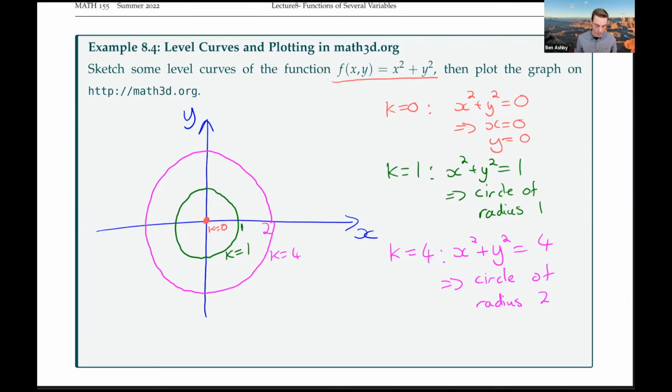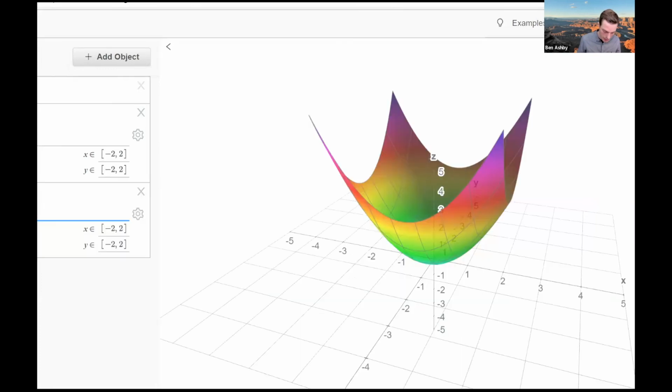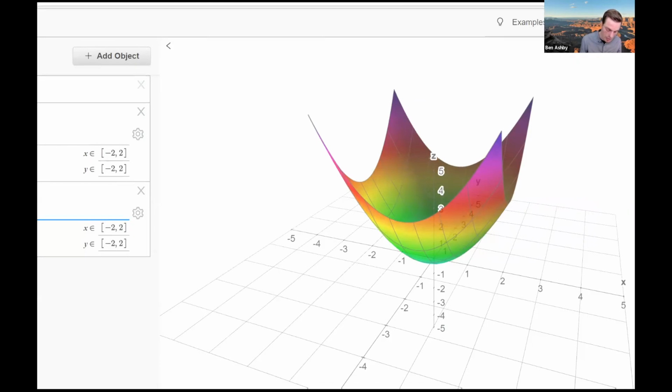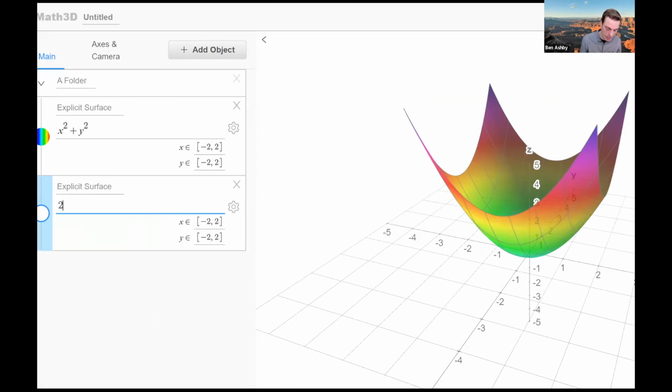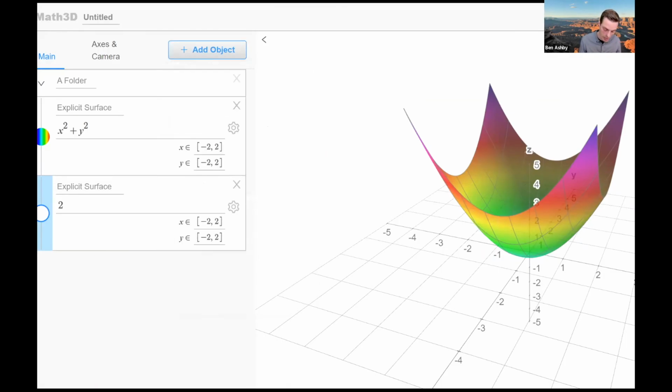Okay, so this is another example that we can plot on Math 3D. If we now look at what this looks like, again, we can use exactly the same setup here to draw this surface. We just go to add object, explicit surface, and then type in what our surface is. So in this case, x squared plus y squared.